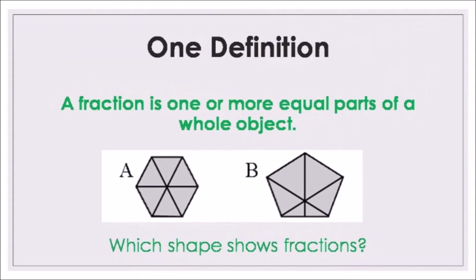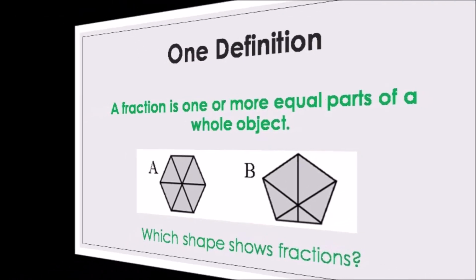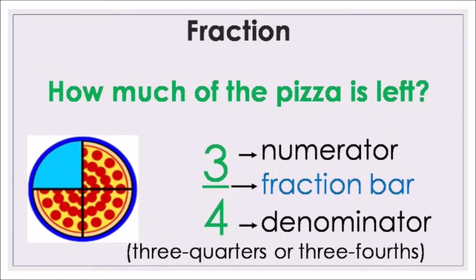Fractions. There's one definition we'll be looking at today. A fraction is one or more equal parts of a whole object. So if that's the definition, look at the diagram in A and then look at the diagram in B. Which shape shows fractions? Is it A or is it B? You give an answer. Yes, it's A. You're correct.